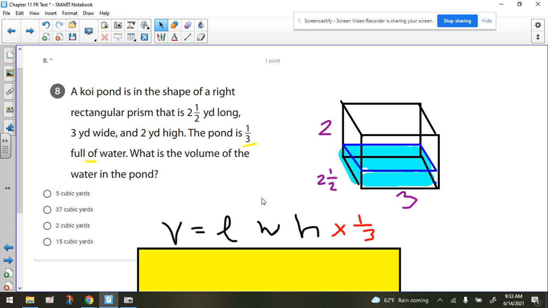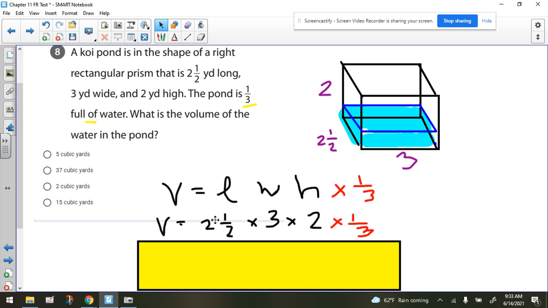Now, when we substitute in our values, you want to substitute in this for the length, this for the width, and this for the height. But quite honestly, even if you mix these numbers up, you would still get the same thing because the commutative property applies. You can put them in any order you want. But remember, we're taking a third.